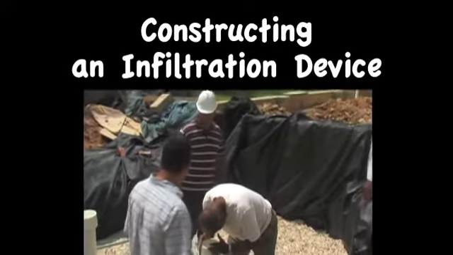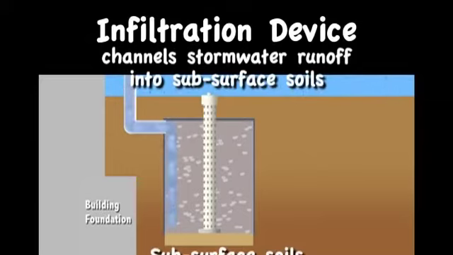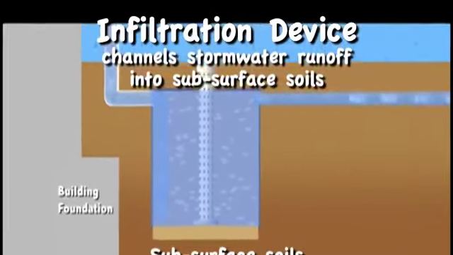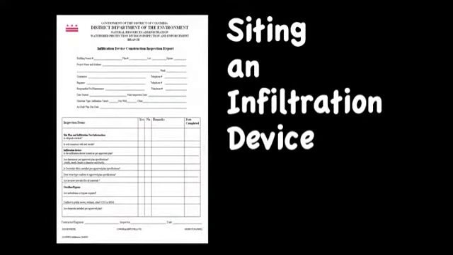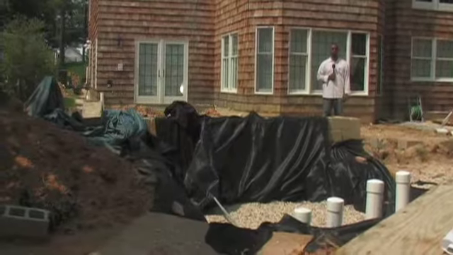An infiltration device is a basin or trench that channels stormwater runoff directly into subsurface soils where it is treated before it enters the groundwater. When choosing a site for an infiltration device, engineers must take into consideration zoning classifications, setbacks, property lines, building foundations, and other such structures.